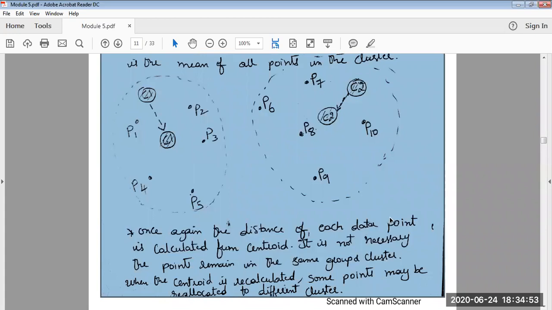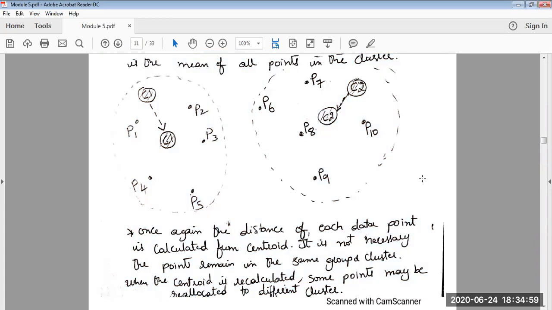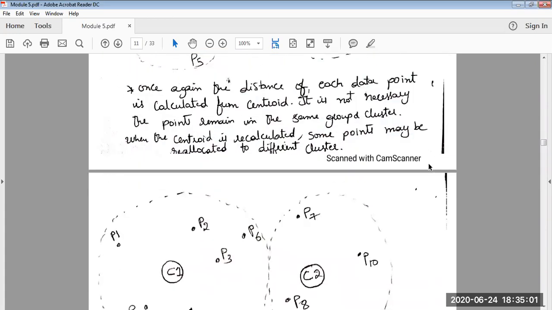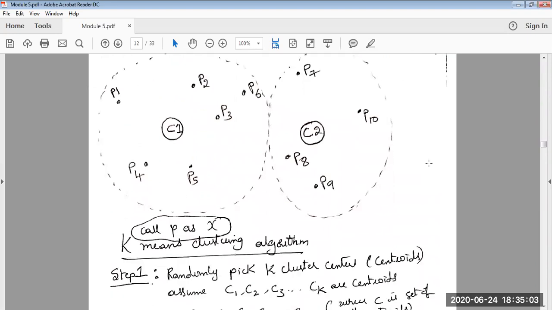The position of the cluster centroid has been shifted, based on the computation, based on averaging all the data points. Now, once again, the algorithm will start computing the distance of each data point to the new centroid.